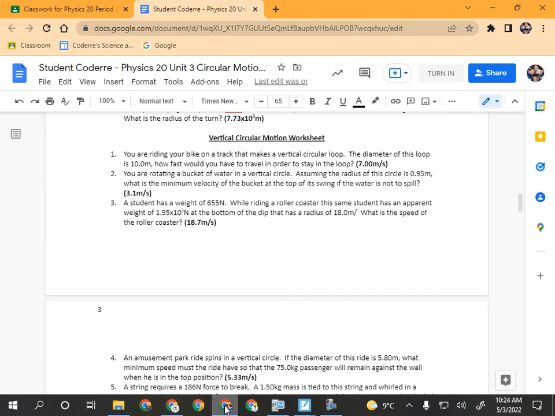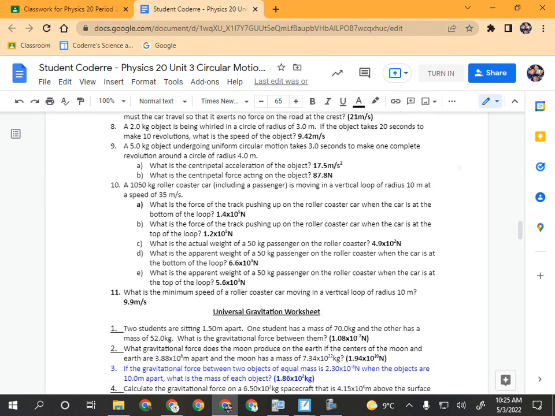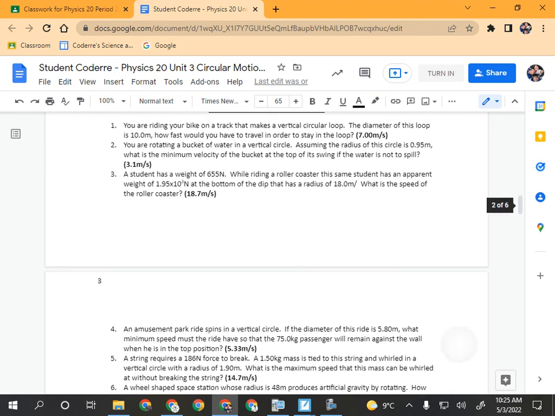In your digital workbook on the bottom of page 2 is where this stuff starts. We did question number 1 at the end of class yesterday, so you don't have to do that one. Okay, but the rest of these are all vertical circular motion problems. Okay, and I want you to give them a try, and we'll go through them as we go. There's 11 of them. I don't think that's going to take you all class.